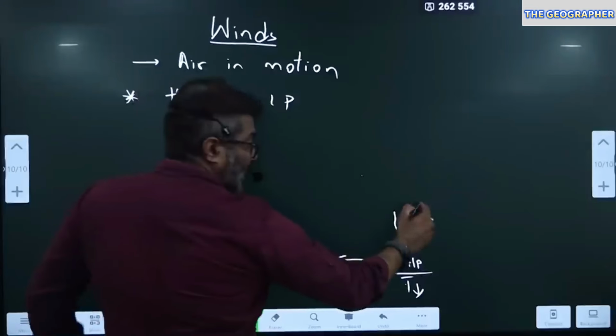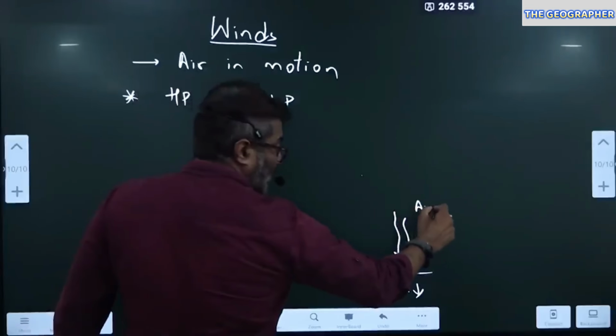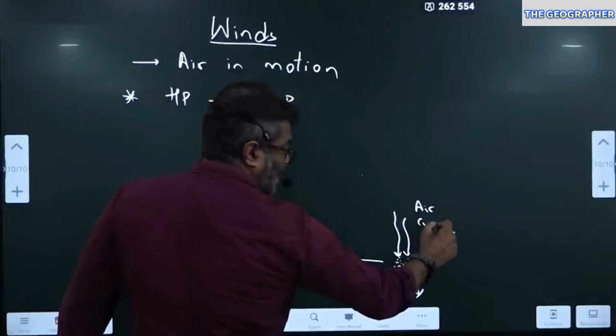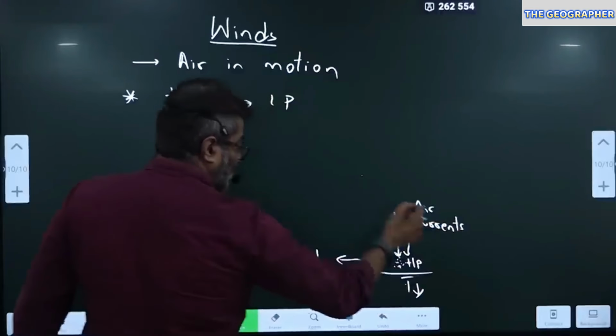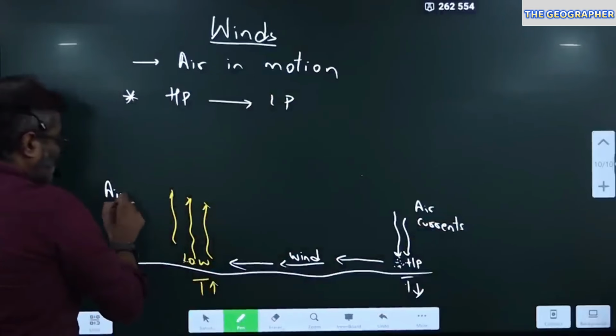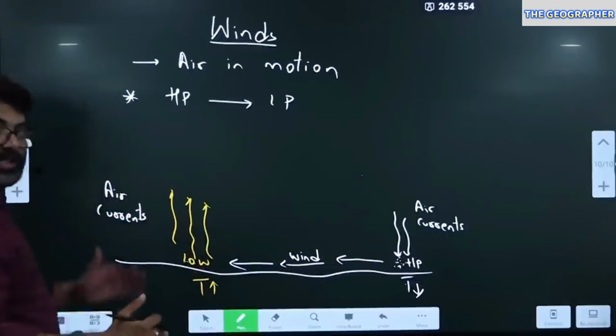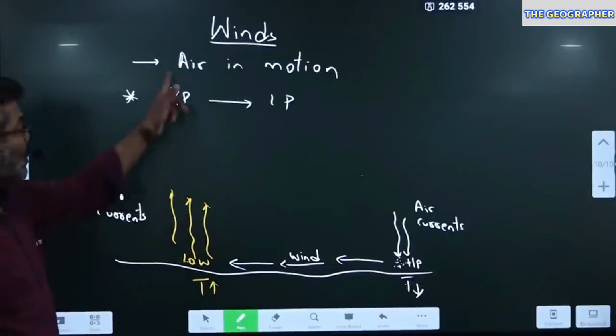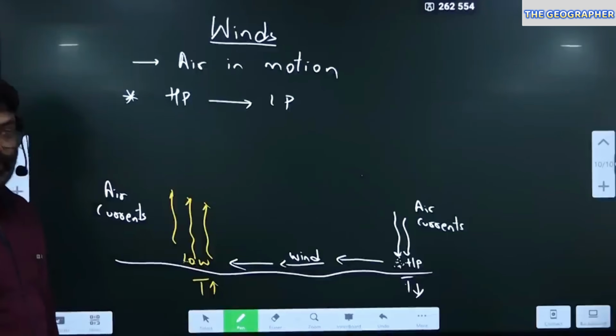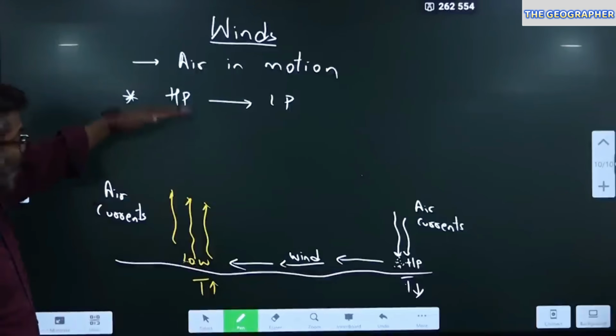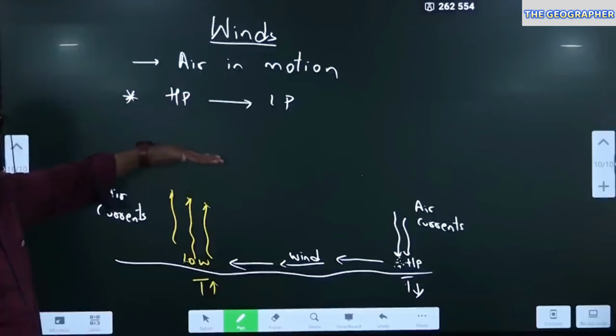So what about this going up and down? These are called air currents. Whenever the air is moving vertically, up and down, they are called air currents. That is the difference. Vertical movement of air is called current. Horizontal air motion is called wind. Please understand the difference.